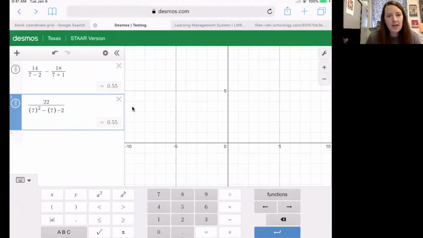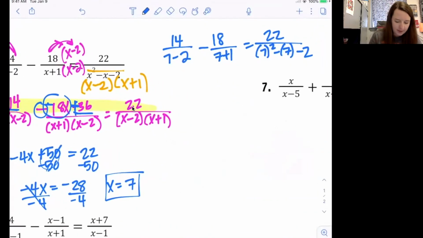So I've gone ahead and typed both of those into Desmos, the left and the right side of the equation, and we see that they are both equal to 0.55. So we have an equivalent statement. Therefore, x equals 7 is a solution. So we can write that in our curvy brackets.